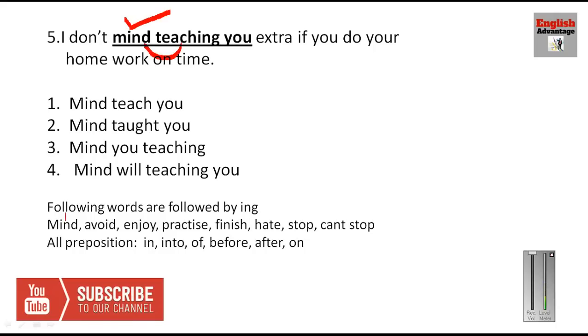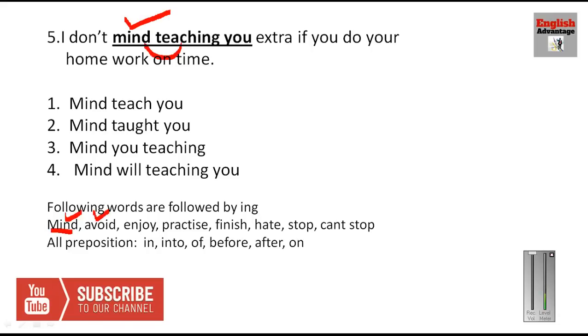For example, "mind" is always used in negative sentences and interrogative sentences. For example, you can say, "Would you mind closing the door?" or "I do not mind teaching you extra," "I do not mind meeting him." So this word is always followed by the ing form of the verb. At the same time, this word is used only in negative and interrogative sentences. This word "mind" is not used in affirmative sentences. This is also a concept.